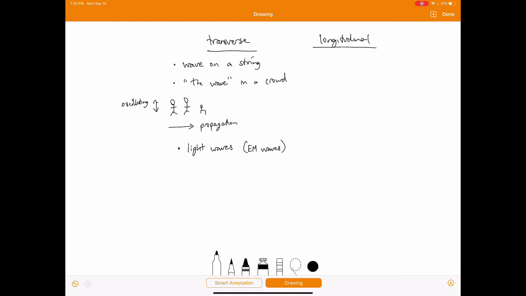Okay, going on to longitudinal. Sound waves moving through air would certainly be an example of a longitudinal wave. Turns out sound can also move through liquids and solids. So those would also be examples of longitudinal waves.